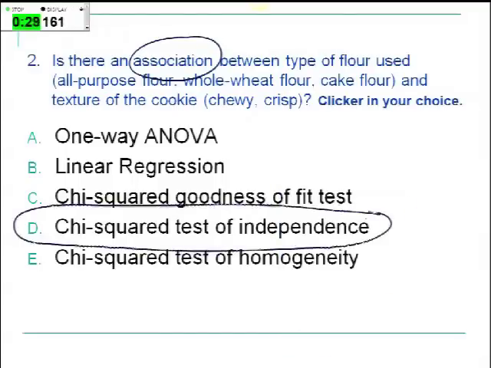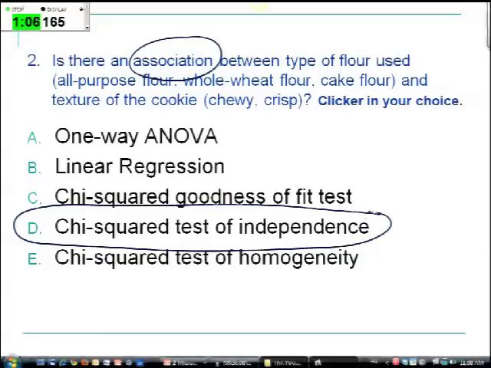Chi-squared test of independence. I could ask you, if there really is no association between these two variables, what would you expect your test statistic value to be? Type of flour, three categories. Type of texture, two, so 3 by 2 table. So how many degrees of freedom? 2. 2 would be your expected value.